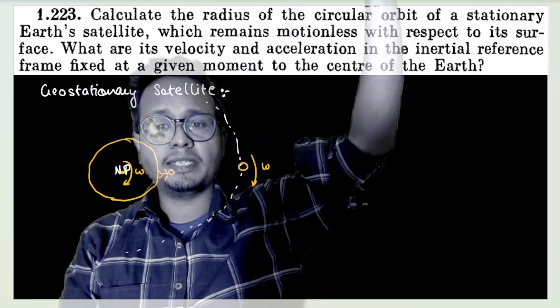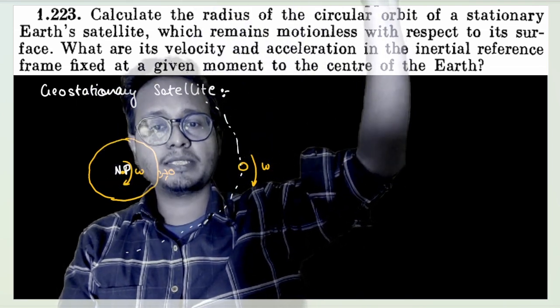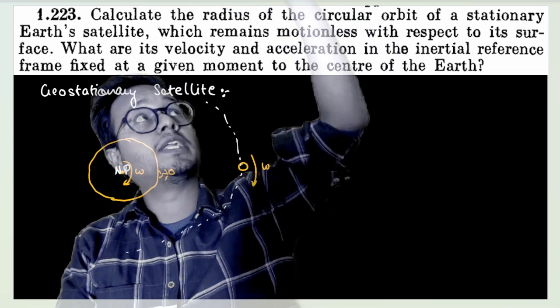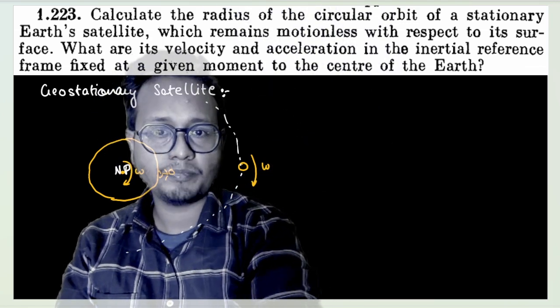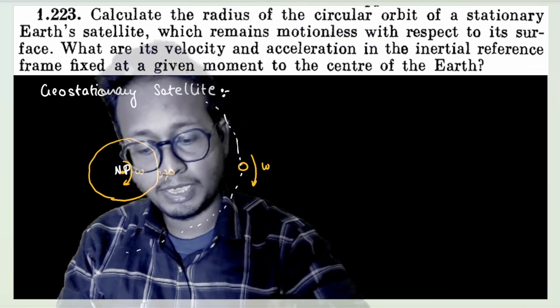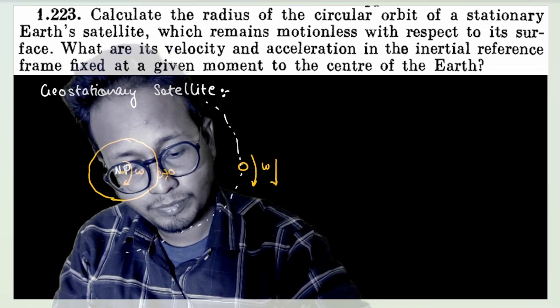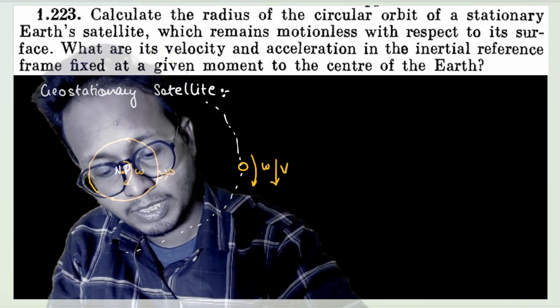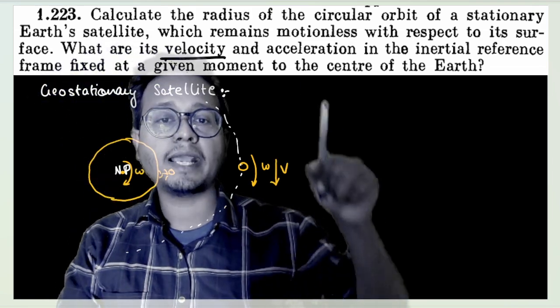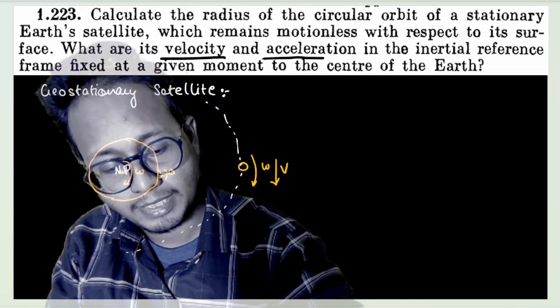It doesn't matter what time of the day it is, or what time of the year it is. That kind of satellite, which always stays over the same spot, is called a geostationary satellite. Fair and fine. Now we need to find the linear velocity of the satellite. The question asks us to find the linear velocity and the acceleration, that means the centripetal acceleration.